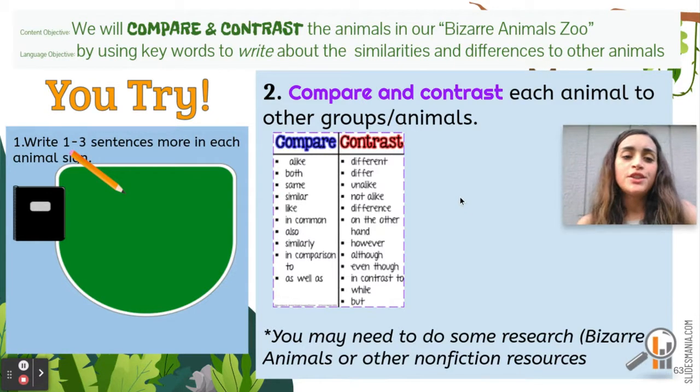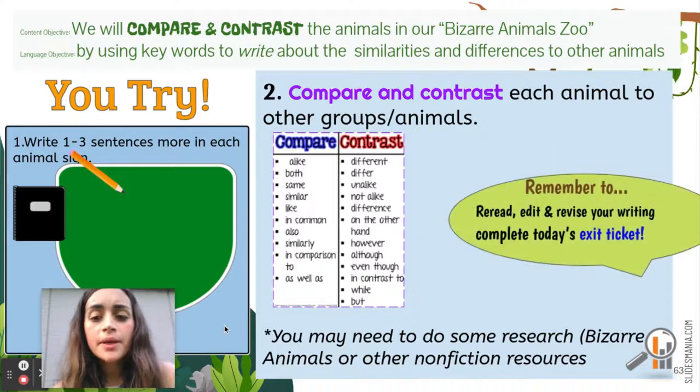And now it's your turn to try. Write 1 to 3 sentences more in each animal sign. Compare and contrast each animal to other groups of animals or animals like it. And remember to reread, edit, and revise your writing and complete today's exit ticket.